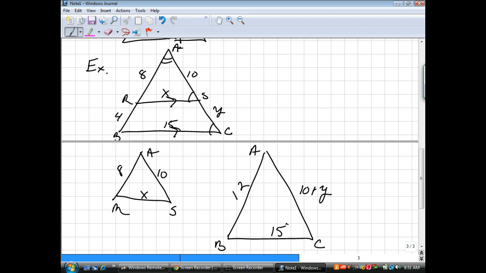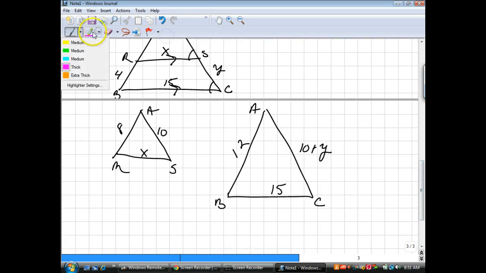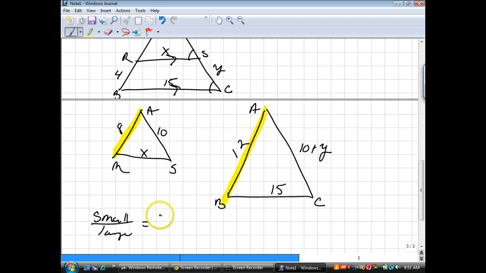Okay? And so the first thing we want to do is determine a scale factor. Because these are similar triangles, we know it's going to have a scale factor. So this side corresponds to this side. So if I do small to large, then my scale factor is going to be 8 to 12, or 2 to 3. So that's my scale factor.